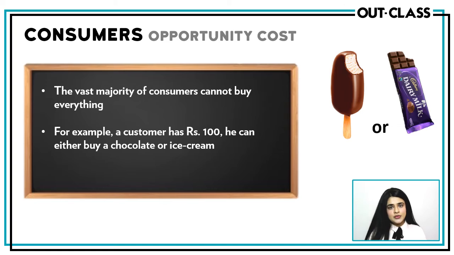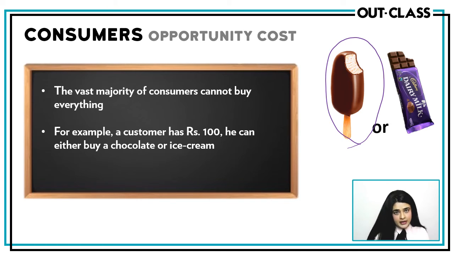So let's look at opportunity costs for different players in your economy. Firstly, let's talk about consumers. Most people will not be able to buy everything that they possibly want. So when you're making that decision, you are being very careful and you are trying to decide what will give you the most satisfaction. Similarly, every time a consumer buys something, they incur an opportunity cost. If you look at this example, every time you decide to buy a Magnum, let's say, then you're giving up on chocolate or whatever is your favorite candy.